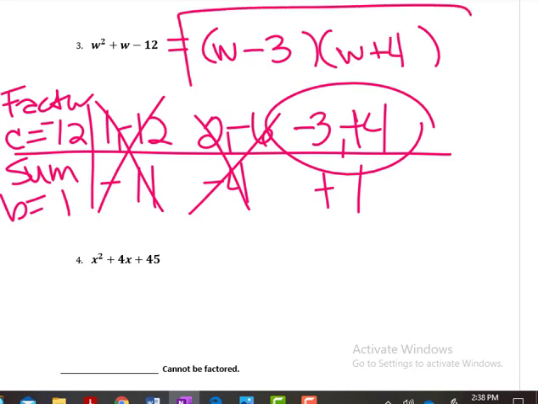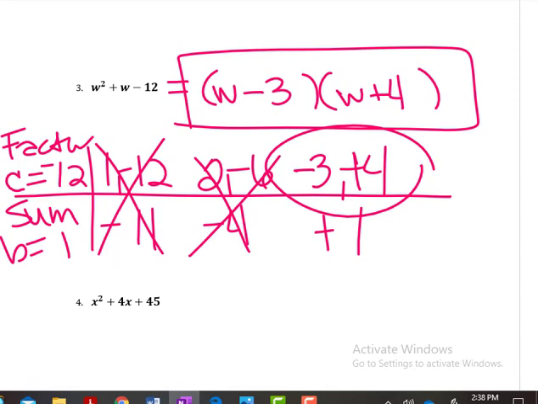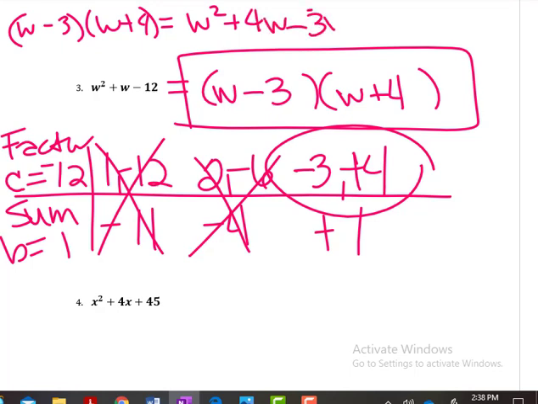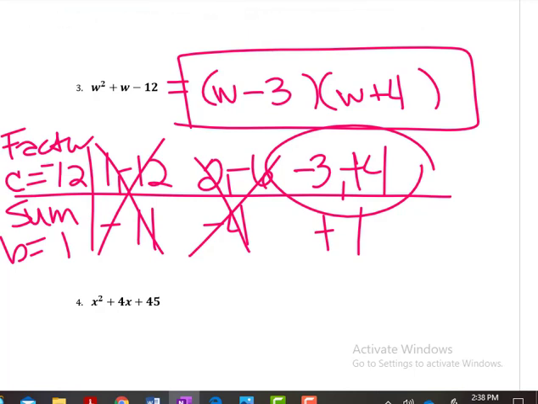Now, how you would check this is just to FOIL it. We're just going to FOIL it right up at the top here. So if I FOILed w minus 3 times w plus 4, I would go first, outer, inner, and then last. When I simplify it, for this middle term, I get a 1. It definitely does check. So this is my answer right here.